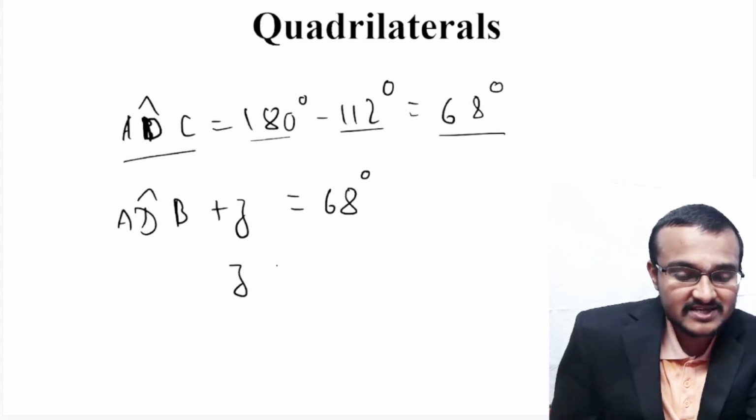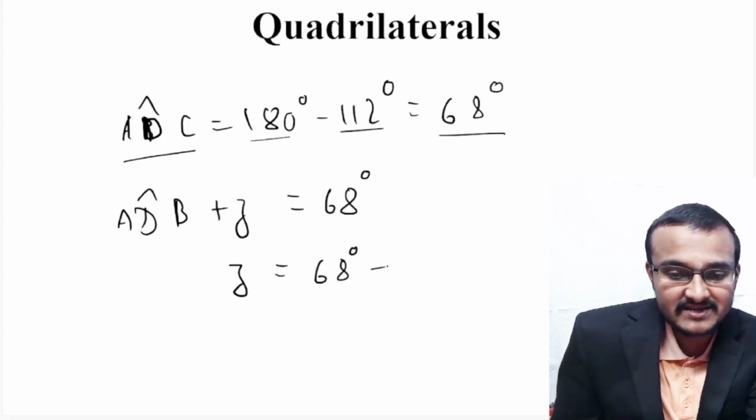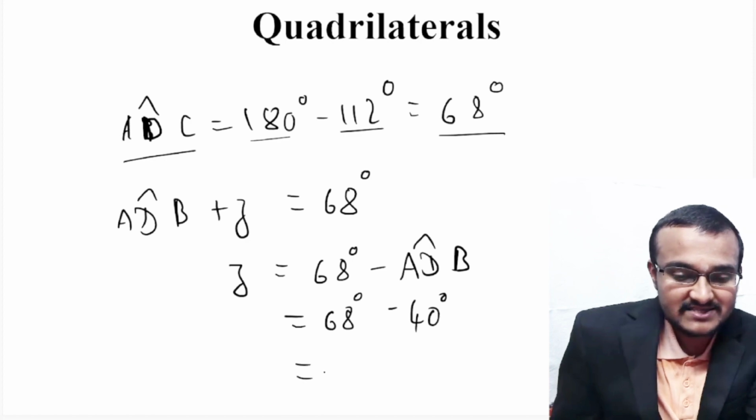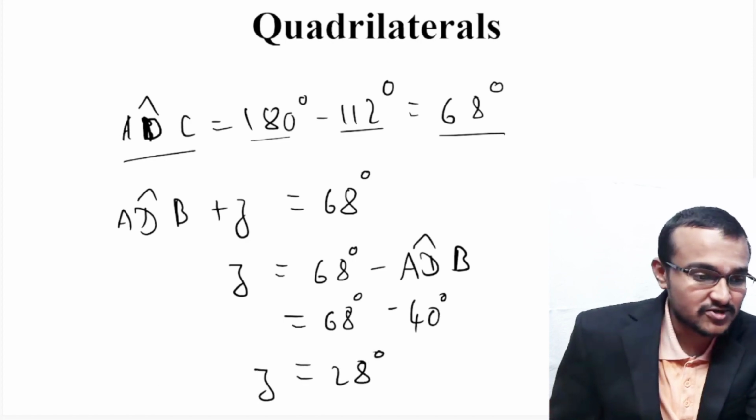So now you can easily find Z. You can bring this ADB to the RHS. So 68 degrees minus ADB. ADB is given, that is 40 degrees. So 68 degrees minus 40 degrees. So here the answer is 28 degrees. So Z is equal to 28 degrees.